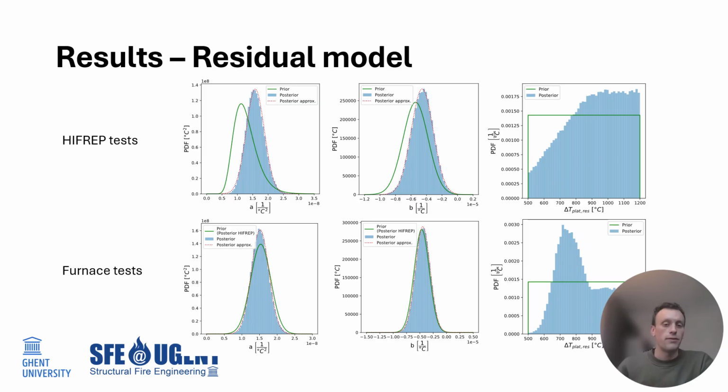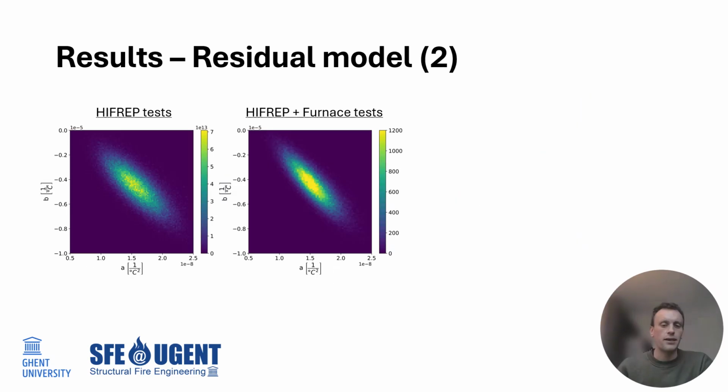Now, so far, we have only talked, of course, about the marginal posterior distributions. So we have discussed the various parameters separately. But it's also important to consider whether there's some correlation between the parameters. And I can tell you in this specific case, we actually have a correlation between the model coefficients A and B. So if we take a look at the results of the inference on the radiant panel test data, we can see that there is a linear correlation between A and B.